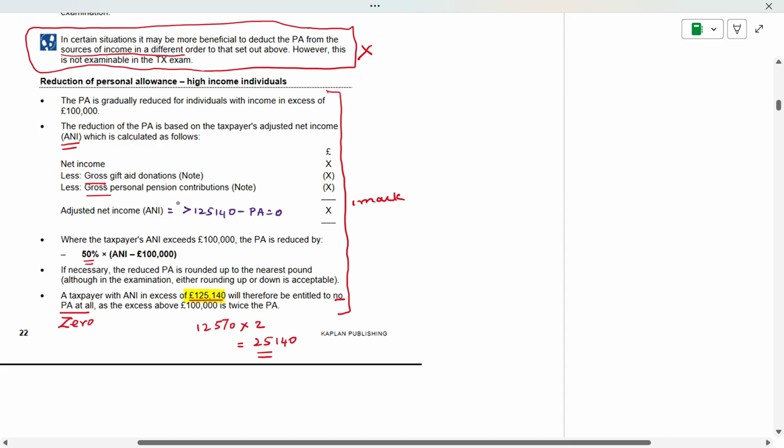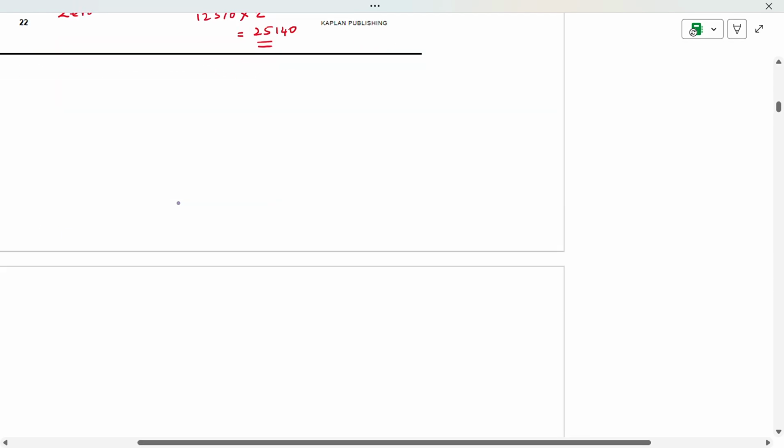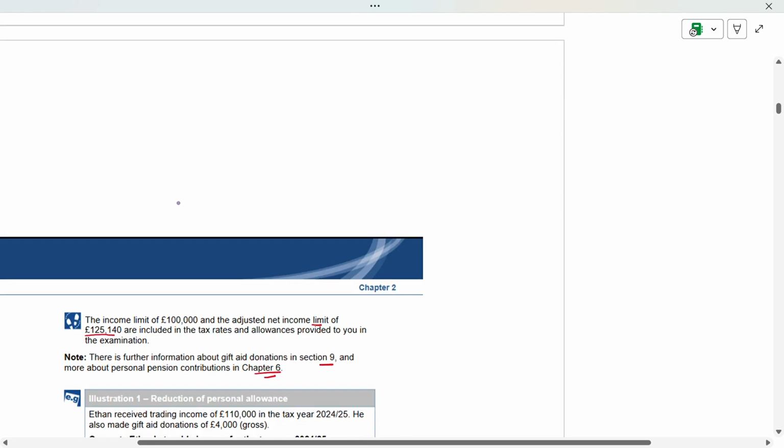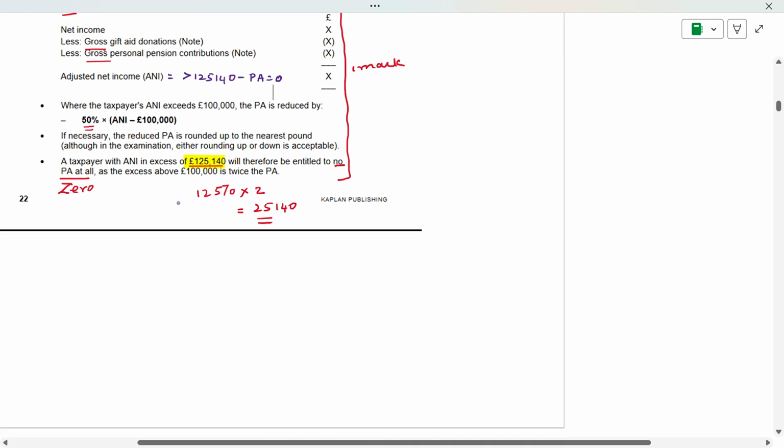You cannot claim the personal allowance of 12,570. Okay, you cannot claim personal allowance. So this is the allowance which will be deducted, from which we are not going to pay tax on that. So that is not payable.